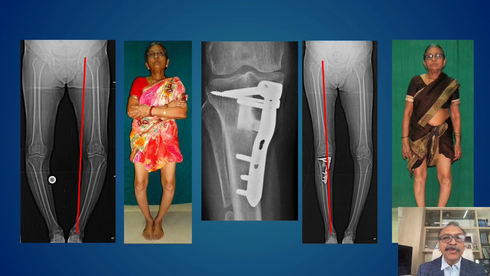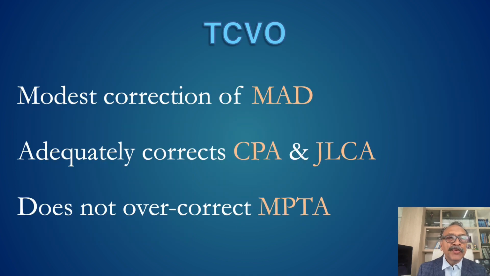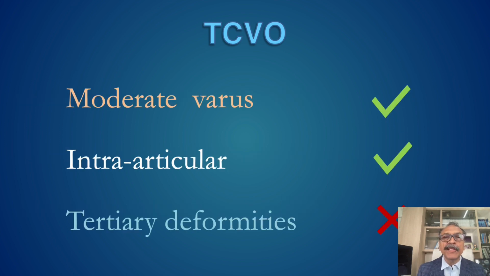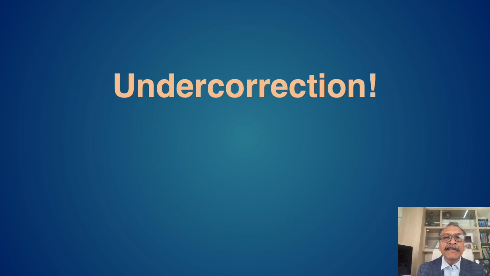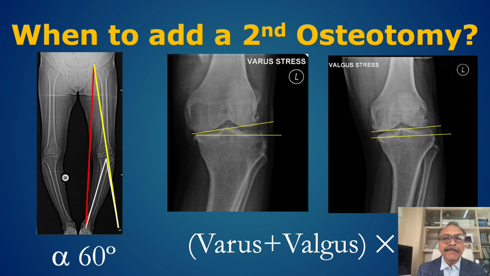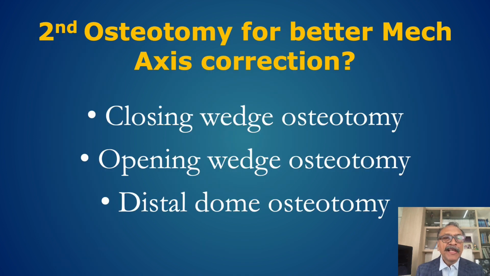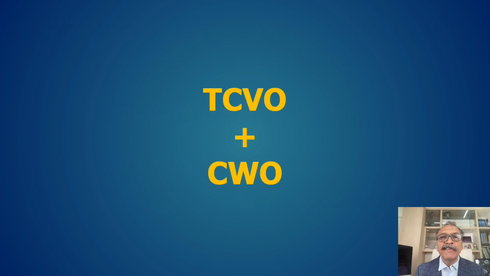Sometimes the TCVO cannot completely correct the mechanical axis to beyond the neutral or to the Fujisawa point. So, the TCVO can give us good correction, decent correction of the MAD, very good correction of the intra-articular, doesn't overcorrect the MPTA. So, how do we deal with this undercorrection? So we have thought about how to add and when to add a second osteotomy, which can be a closing wedge, an opening wedge, or a dome.